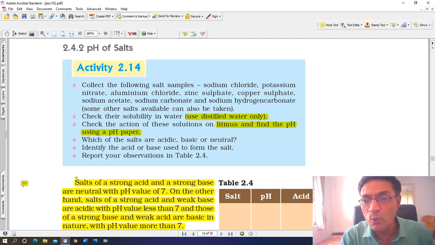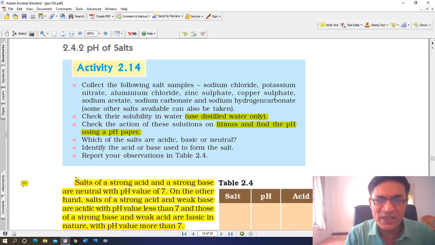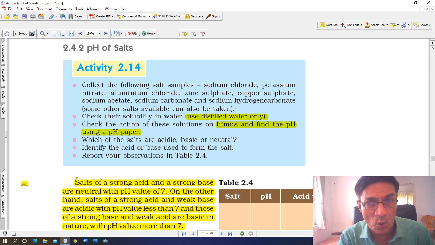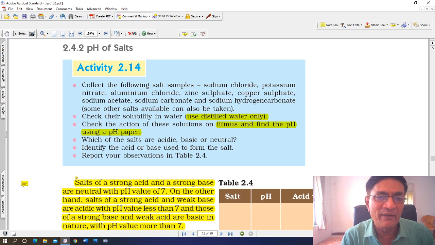Use distilled water only. Because the water that we drink, the potable water, is usually not meant for chemical testing, because it contains dissolved impurities. Pure water is used for testing. Pure water does not contain any dissolved impurities. Check the action of these salt solutions on litmus paper and find the pH using a pH paper. Which of the salts are acidic, basic or neutral? Identify the acids from the salts and report your observations.